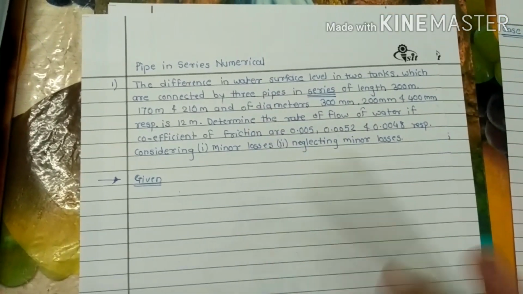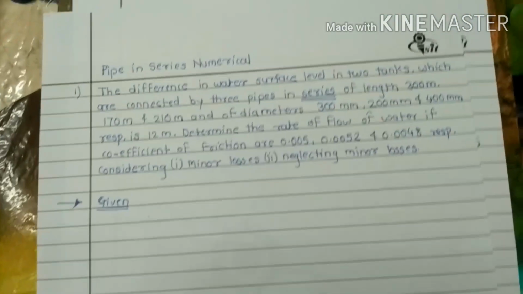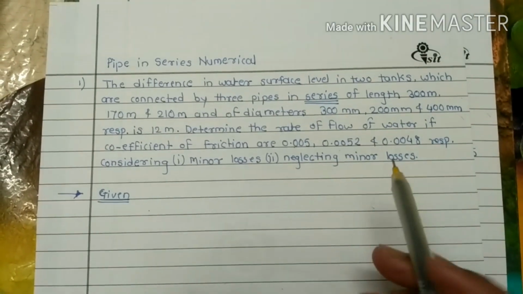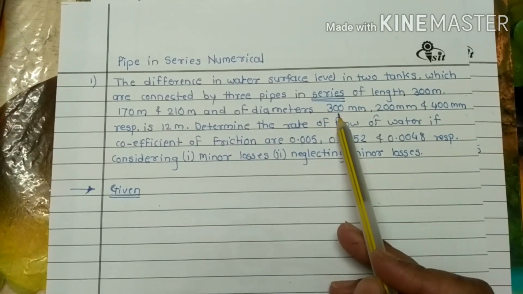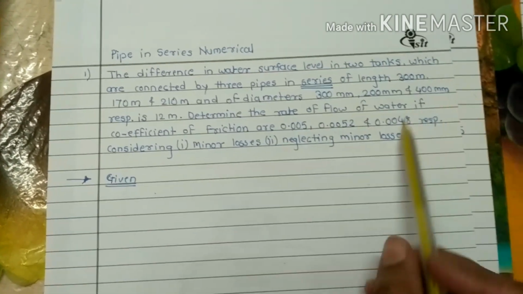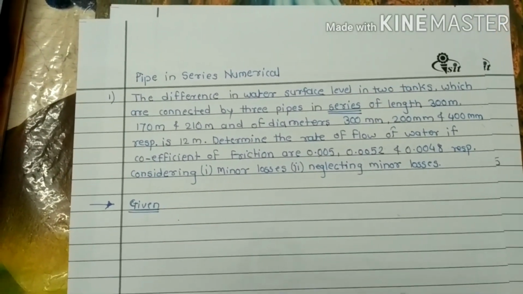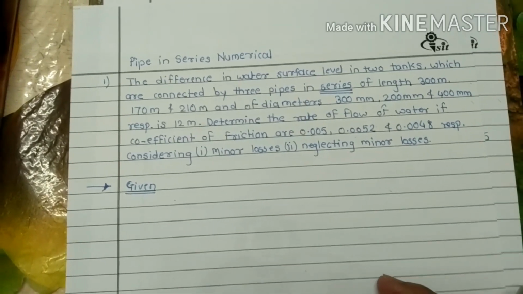Now what is the first step which I have said to you? First, draw the tentative rough diagram of the given data. Now, as you can see, there are 3 pipes. Now, just look at the diameters. First pipe having 300 mm, then 200 mm, and 400 mm. That means the first pipe is bigger, the second is smaller, and the third is again larger.